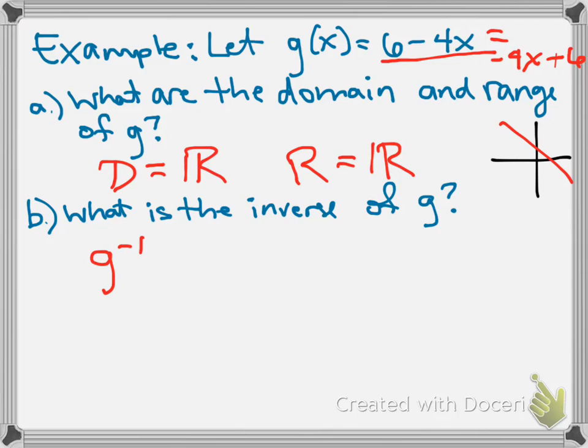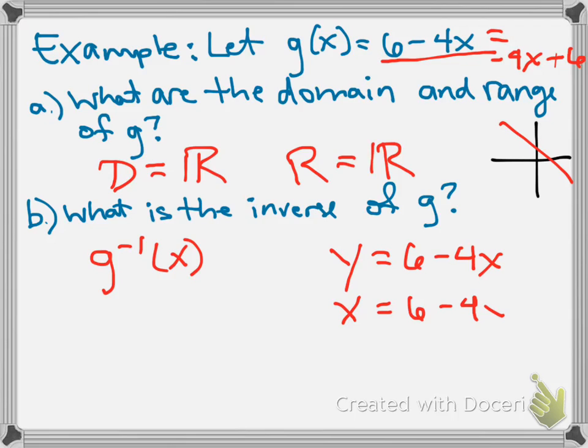Now the second part of this question asks us to find the inverse of g, which of course we're going to call g inverse. The easiest way to do that is to simply start with your original function, which is y equals 6 minus 4x. And then like we did earlier, you're going to switch the position of x and y. So it becomes x equals 6 minus 4y. And now we are going to solve this new equation for y.